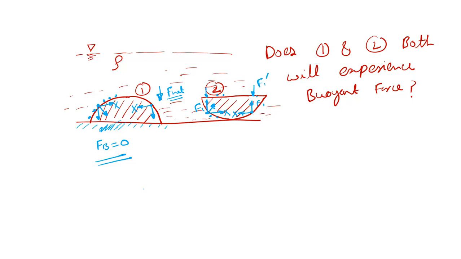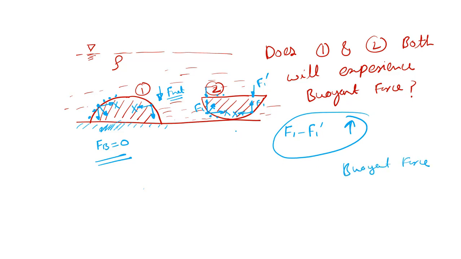As it is vertically up, the pressure here will be lesser. So there will be a net vertical force F1 minus F1 dash in the upward direction, and this will be called a buoyant force. So here we'll have some buoyant force. Now let us try to calculate the numerical value of this buoyancy force.